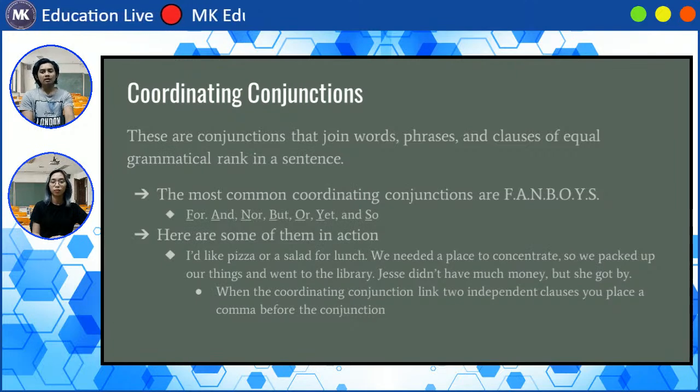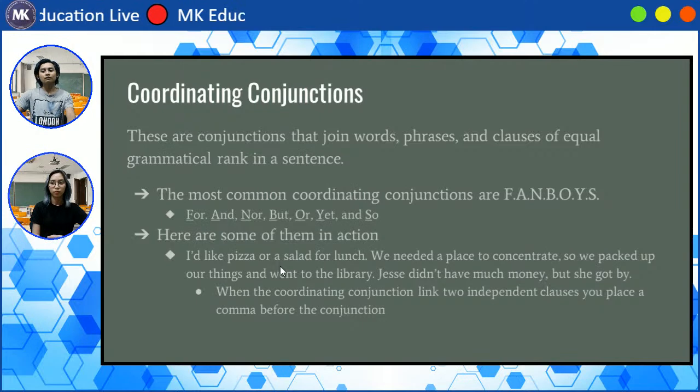Okay, so if it is an independent clause, a clause that can be understood by itself, you need to put a comma before the conjunctions. Like in this sentence right here. We packed up our things and went to the library, that is an independent clause. It can be understood by itself, so that's why we placed a comma before so.